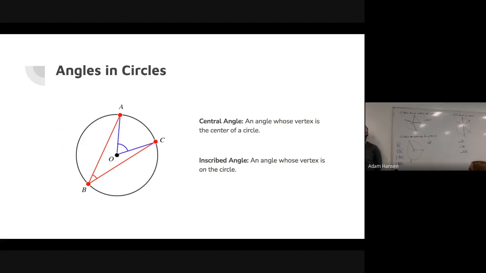Later in this unit, we're going to talk about how central angles and inscribed angles are related to each other. Obviously, the inscribed angle is smaller. We'll see it's smaller by a certain factor. Questions so far?